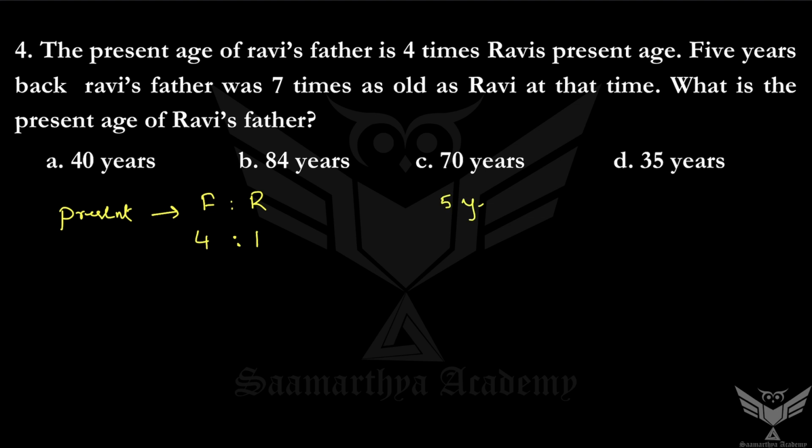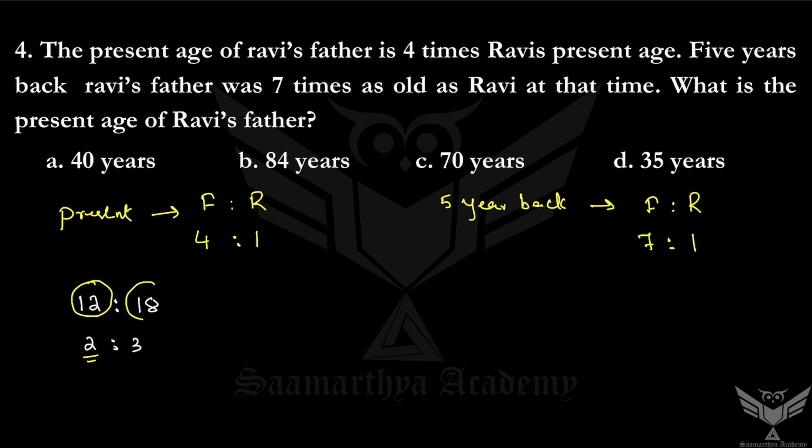And 5 years back, father is to Ravi. The age ratio is father is 7 times the age of Ravi. Now, the basic ratio proportion says that if there is some ratio called 12 is to 18, the simplified form is 2 is to 3. What is the meaning of this? The actual value 12 is divisible by 2 and the actual value 18 is divisible by 3.